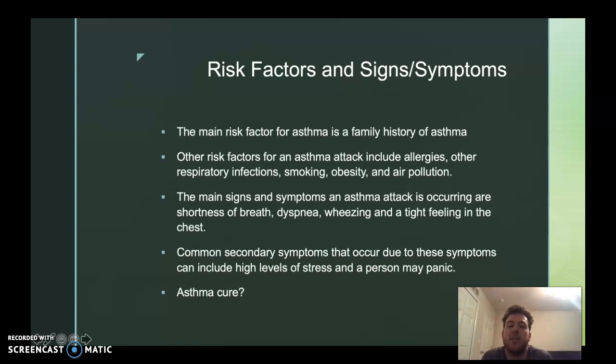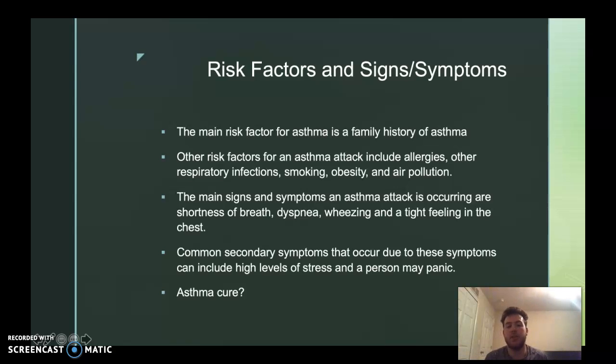The main signs and symptoms of an asthma attack are shortness of breath, dyspnea, wheezing, and a tight feeling in the chest. Common secondary symptoms also occur due to these symptoms of shortness of breath, dyspnea, and wheezing, and a person is going to be very stressed, and they may panic. And when a person is panicking, this is going to cause further difficulty breathing.